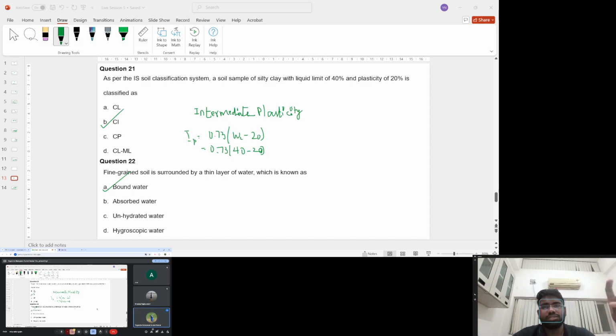So bound water is also a bulk property, but its major role is played by the single grain. See, even for sands, you have some hygroscopic moisture content, which will be very little, and clay also has some hygroscopic moisture content. You cannot neglect that. That is dependent on atmospheric factors, humidity conditions, and several other factors. But bound water is purely the electrostatic force of attraction acting between the soil grains and water.